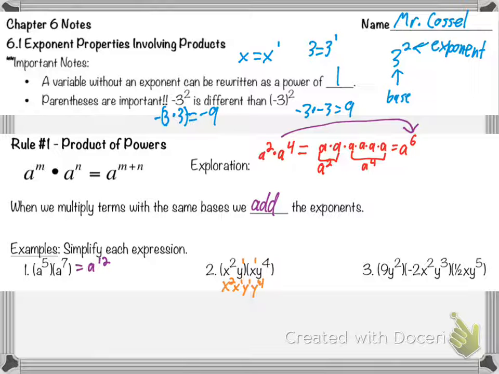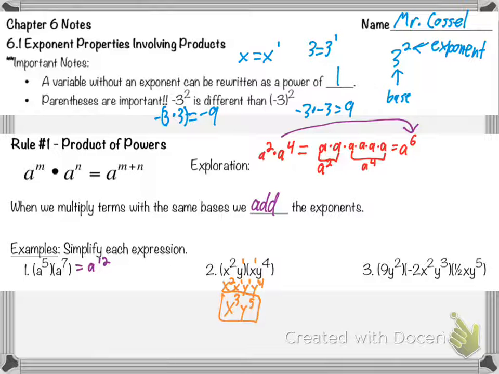Okay. So now, what's x squared times x to the 1st? X to the 3rd. We add the exponents. What about the y's? Y to the 5th. So we end up getting x to the third, y to the fifth. And that's our answer.